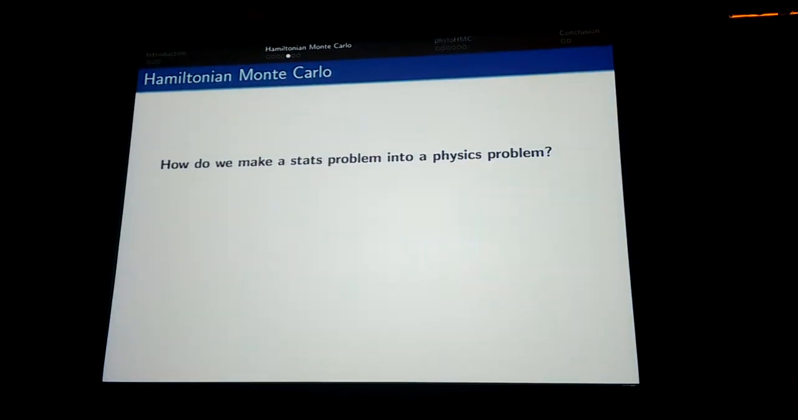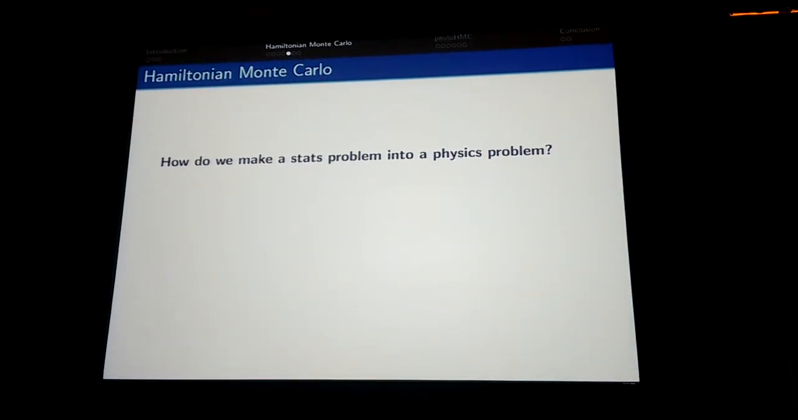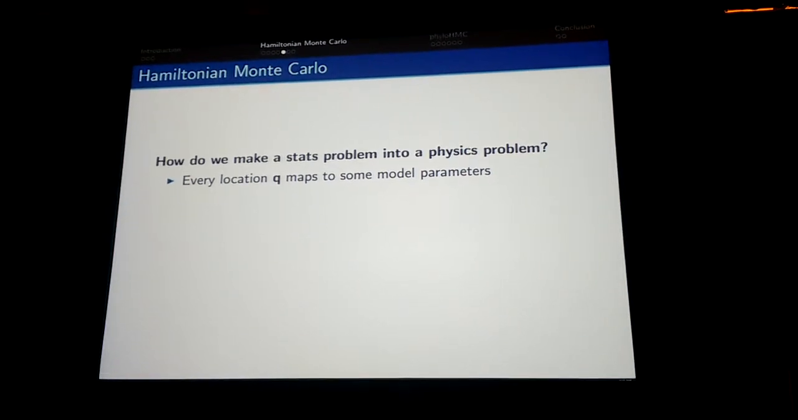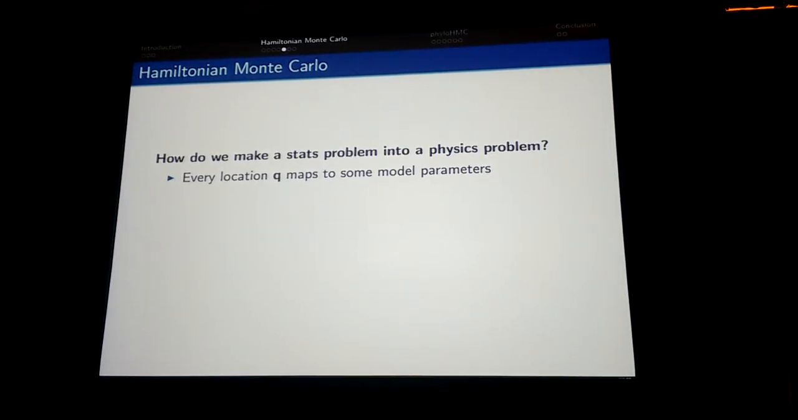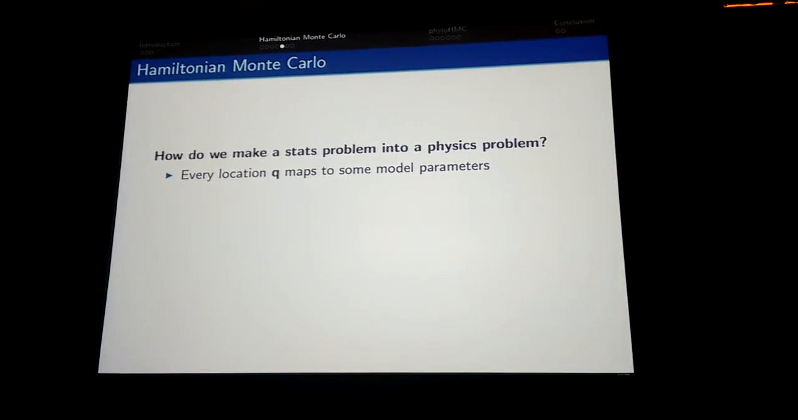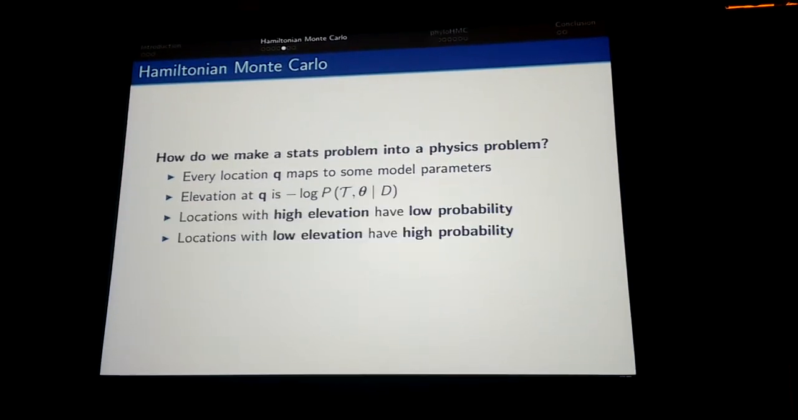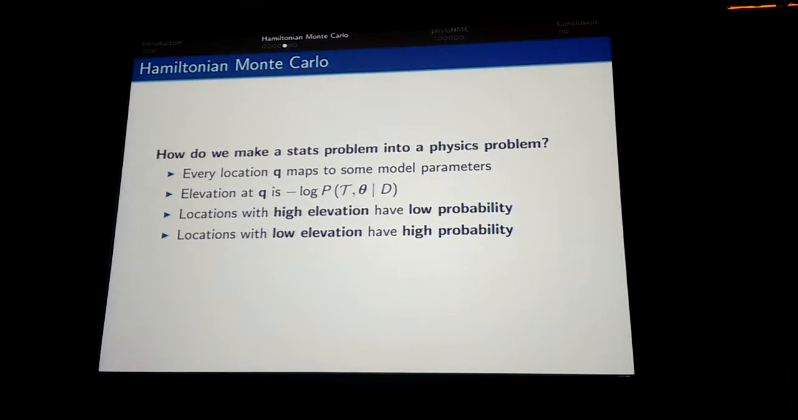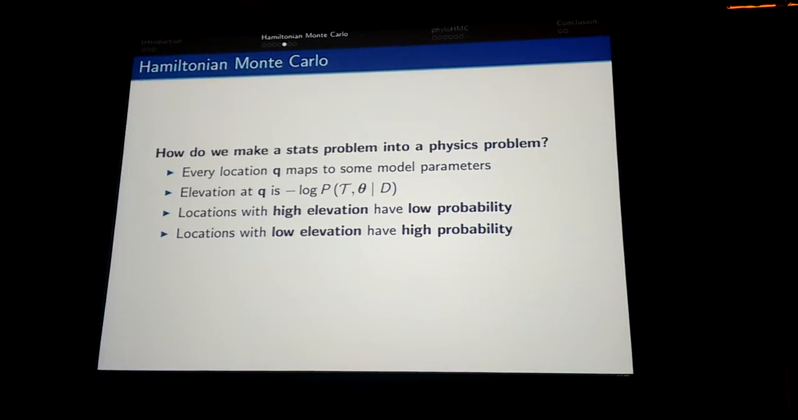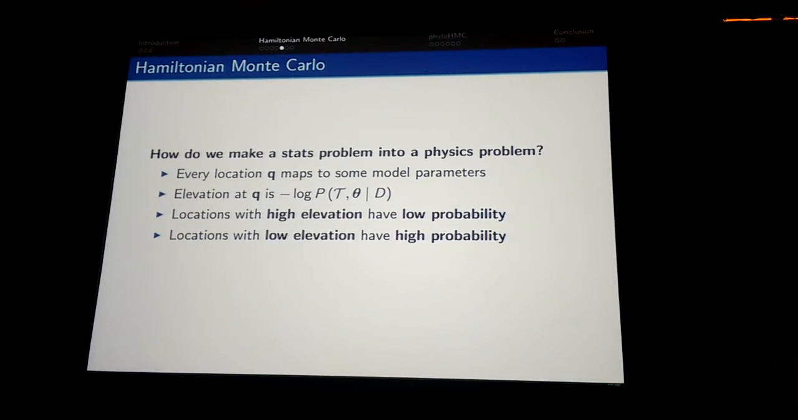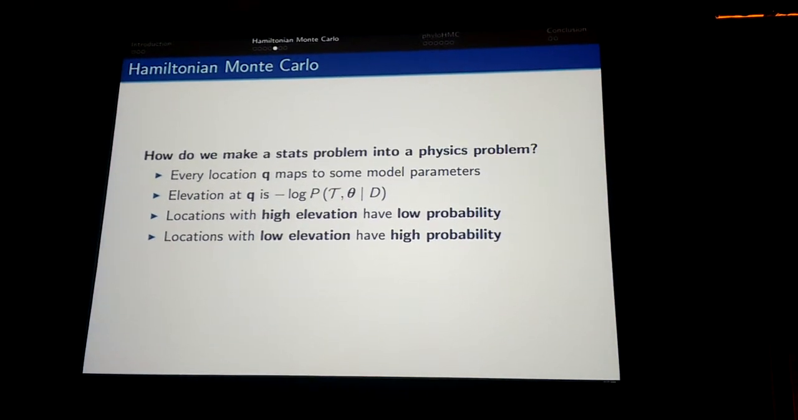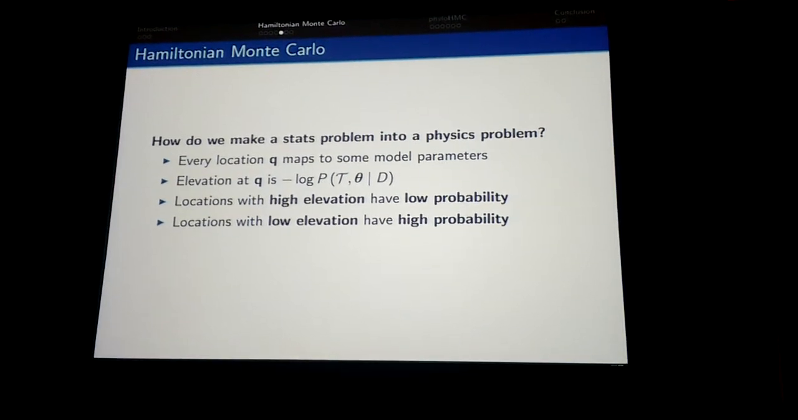And so we've got all these physical ideas, but how do we actually turn a statistical problem into a physics problem? So first of all, we say every location Q, so every location in the space, is actually mapping to a set of parameter values for a statistics problem. Then based on this, we say that the elevation is coming from a target density, which is the probability of trees given the data. And so the way we can interpret this is that locations with high elevation have got low probability, and locations with low elevation have got high probability.